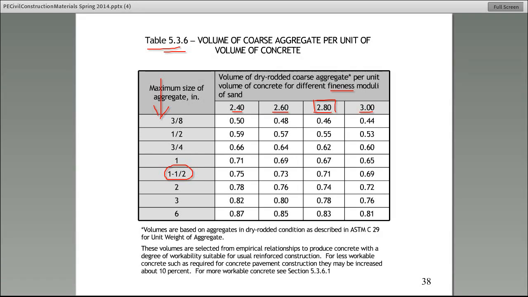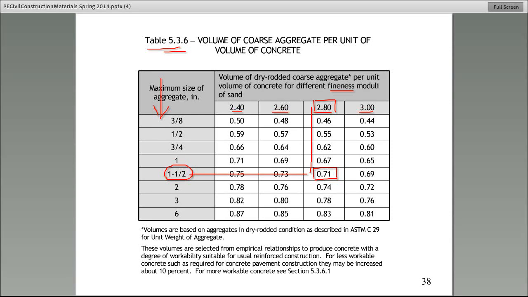All right, so we come across with 1.5 inch. Down here, according to the fineness modulus, the number we get from the table is 0.71. All right, so the number we get from this table is 0.71. What I need for you to understand is, what is that 0.71? What does this represent?